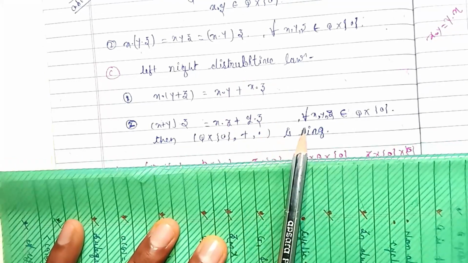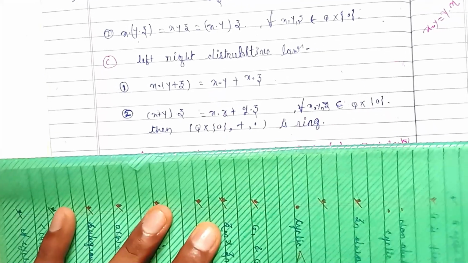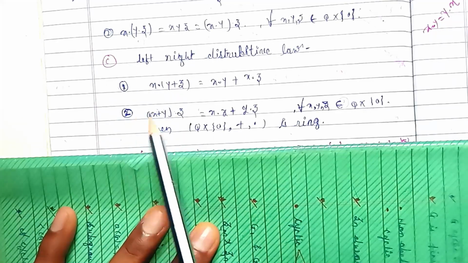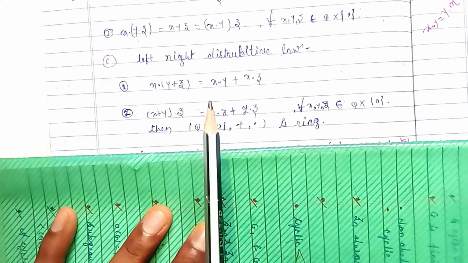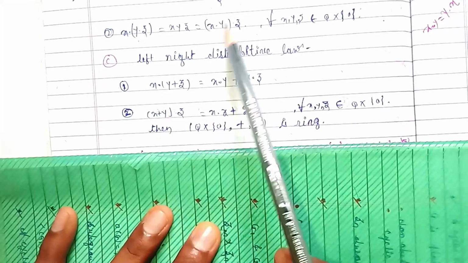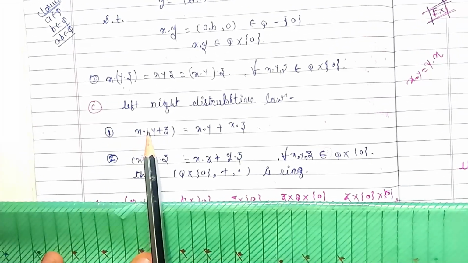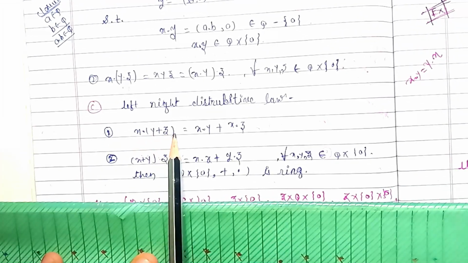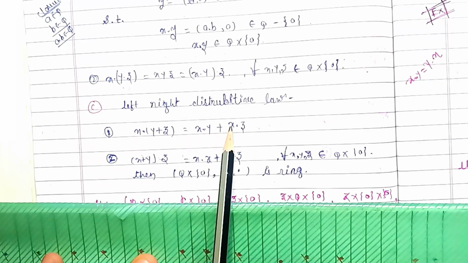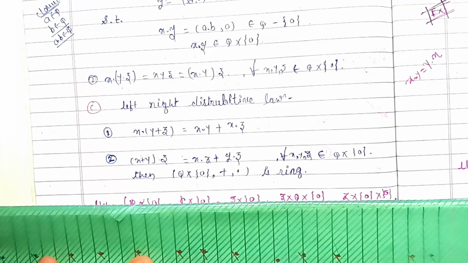For the distributive law, take all x, y, z from Q cross singleton 0, and surely you will get the same answer. So our example, Q cross singleton 0, holds the distributive law too. You may take any elements, like (a, 0), (b, 0) and (c, 0). Put it here: (a, 0) dot ((b, 0) plus (c, 0)) is equal to (a, 0) dot (b, 0) plus (a, 0) dot (c, 0). Both sides obviously come out equal. So it is quite easy.